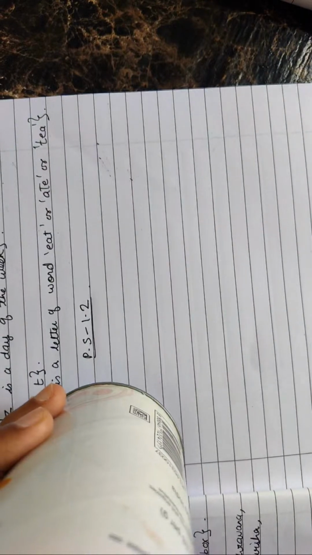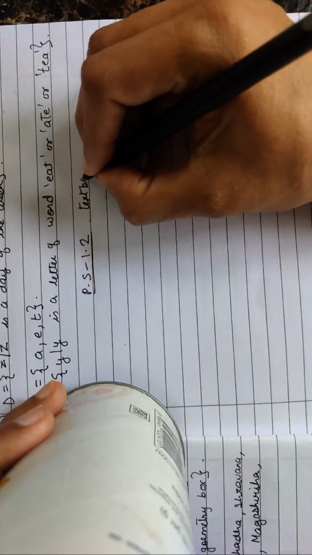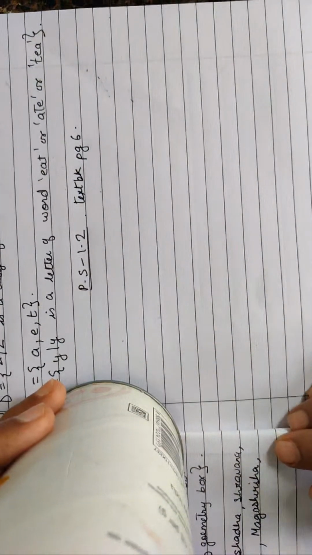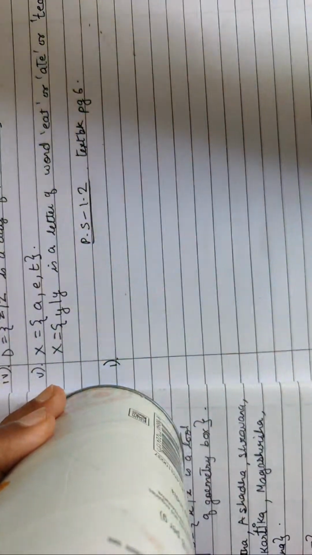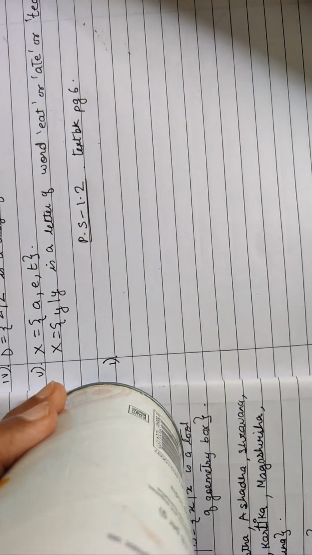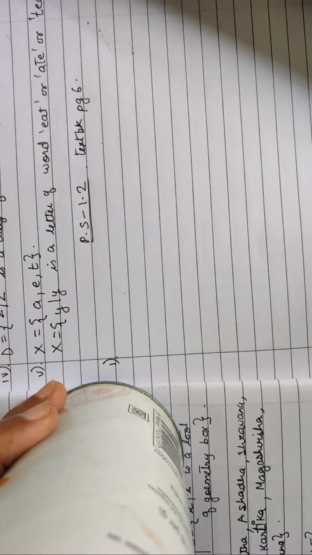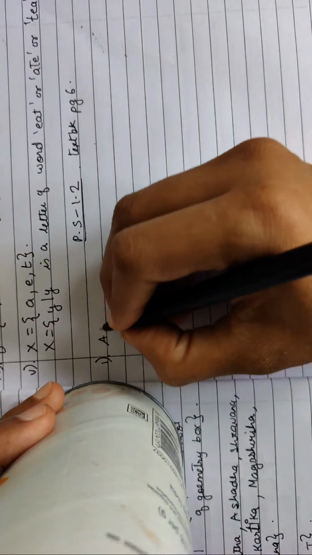Okay. Now turn your textbooks to page number 6. I have practice set 1.2. Okay, question number 1. Decide which of the following sets are equal sets and which are not. Justify your answer. Fine. So here sets are given to me.